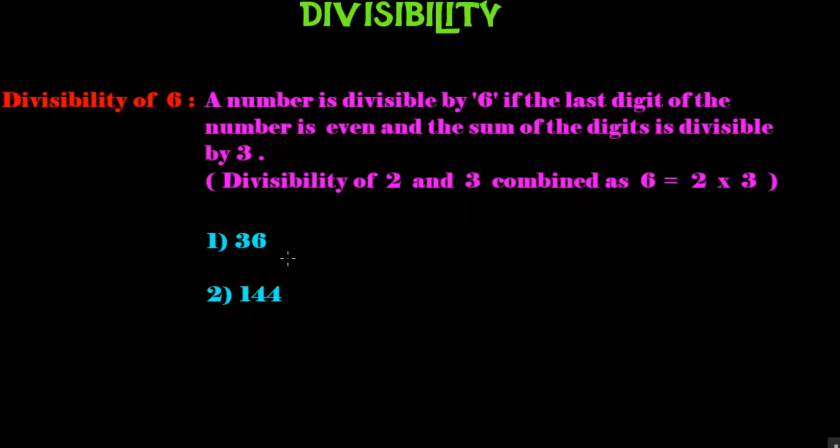Our first example is 36, and here the last digit is even and the sum of the digits is going to be 9. Therefore, it is divisible by 6 as it is divisible by both 2 and 3. Now checking 144, the last digit is even and the sum of the digits is again 9, therefore it is also divisible by 6. Now let's check out divisibility of 8.